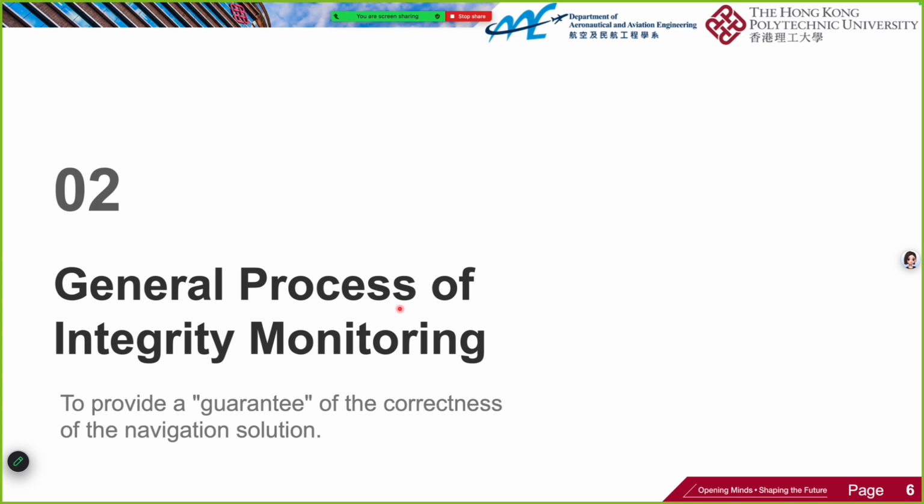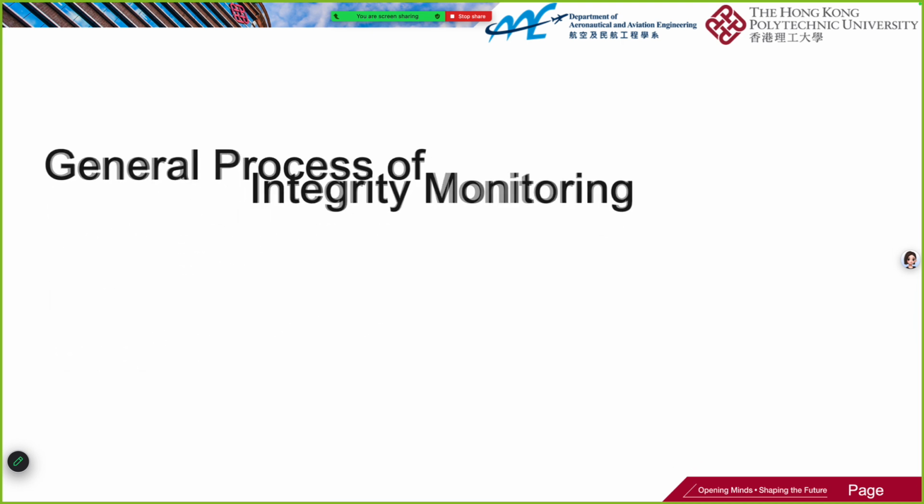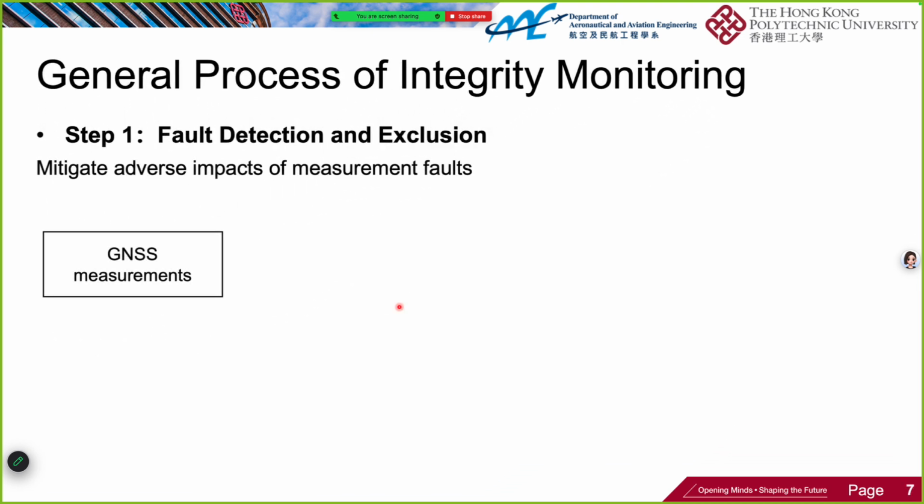Now, with these concepts in mind, we move to the general process of integrity monitoring. In simple words, the purpose of integrity monitoring is to provide a guarantee of the correctness of the navigation solution. In general, this process can be divided into three steps. The first step is fault detection and exclusion.